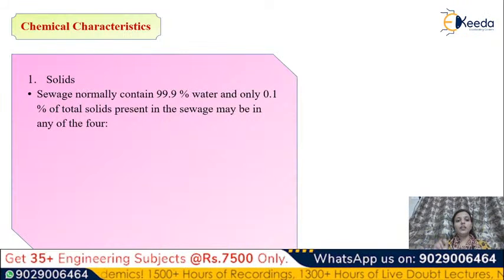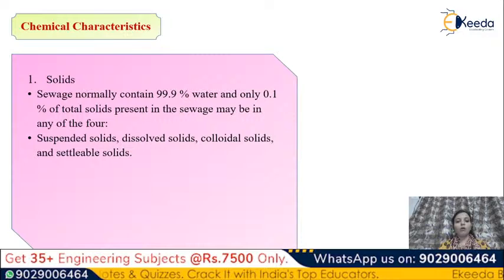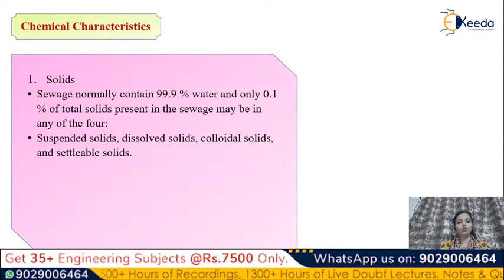The sewage normally contains 99.9% water and only 0.1% total solids, which may be in any of four forms: suspended solid, dissolved solid, colloidal solid or settleable solid. Suspended solid means particles or solids are in suspension. They are not settled down by the force of gravity. Dissolved solid means the solids that are dissolved in nature and cannot be settled easily by the force of gravity.